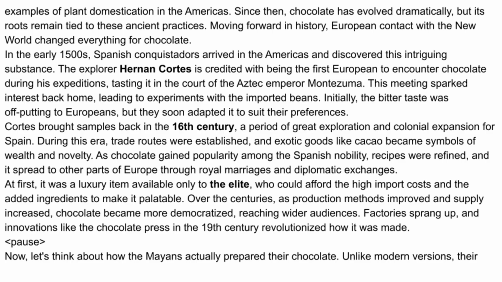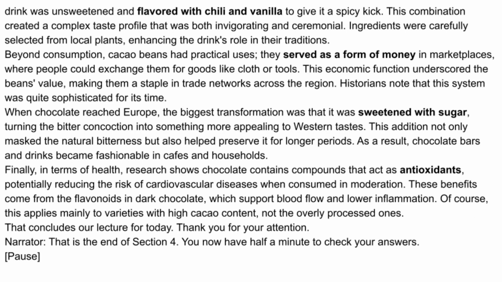Now let's think about how the Mayans actually prepared their chocolate. Unlike modern versions, their drink was unsweetened and flavored with chili and vanilla to give it a spicy kick. This combination created a complex taste profile that was both invigorating and ceremonial. Ingredients were carefully selected from local plants, enhancing the drink's role in their traditions.